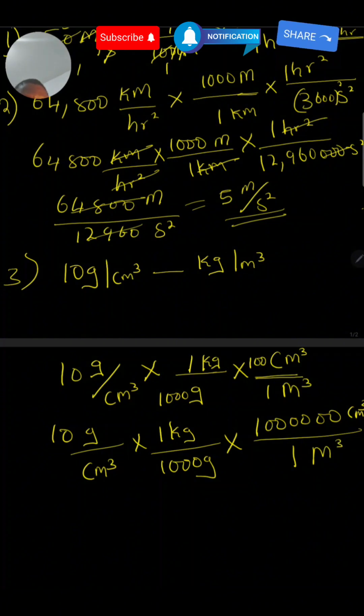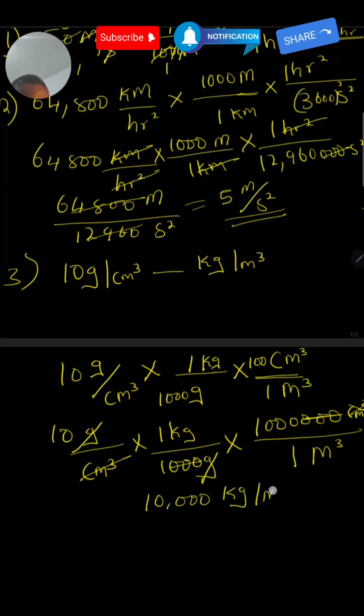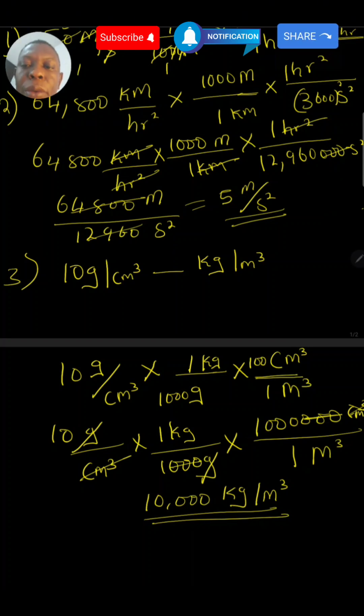Now it's for us to cancel out. Gram we cancel gram, cm cube we cancel cm cube. Now we have how many zeros here? 3 zeros. This 3 zeros goes off and this 3 zeros goes off. So we are left with 10 times 1000, and 10 times 1000 is 10,000 kilogram per meter cube. So these are the answers for the 3 questions.